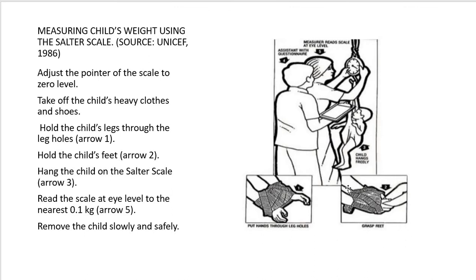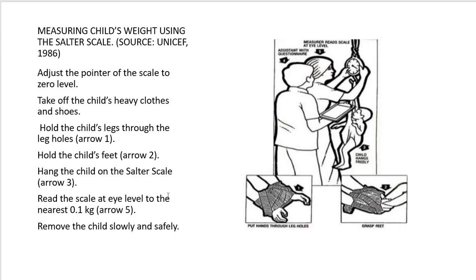One has to hold the child's feet and then hang the child on the Salter scale. That is arrow 3. It is just like making a child wear a pant. Okay, then when it is done, the child can be hung on the Salter scale.